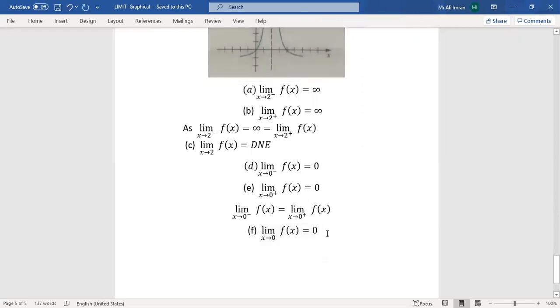So, dear student, in this lecture we have learned the limit. I demonstrated how to find the limit with the help of graph. We have done several questions. I do hope now you can understand the concept of limit with the help of graph.